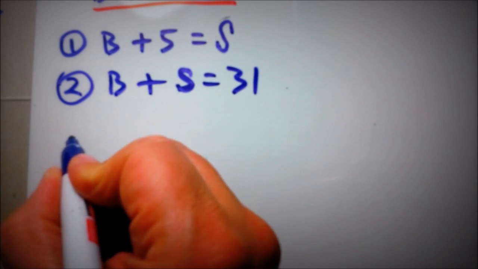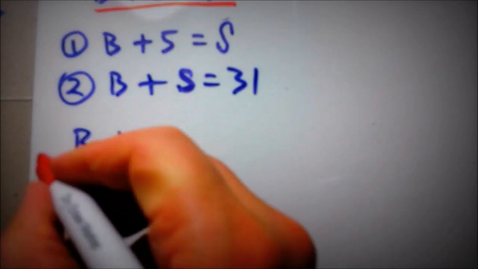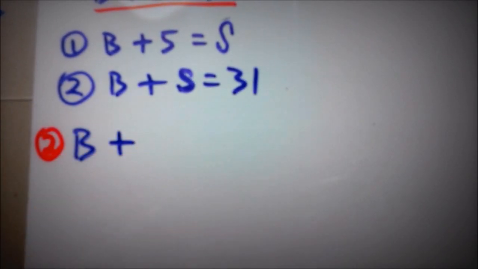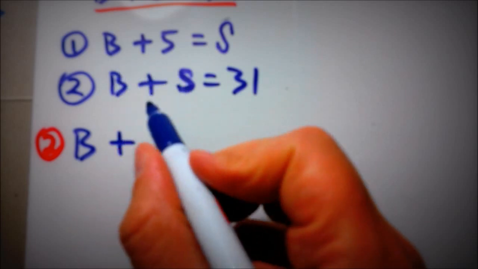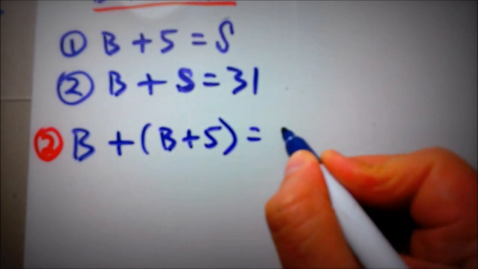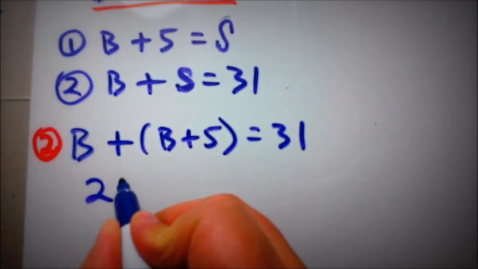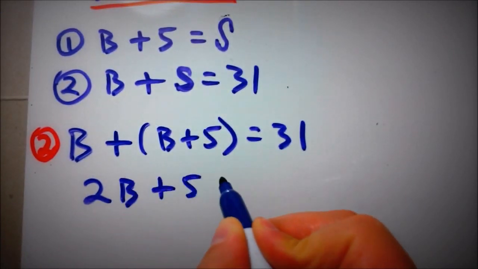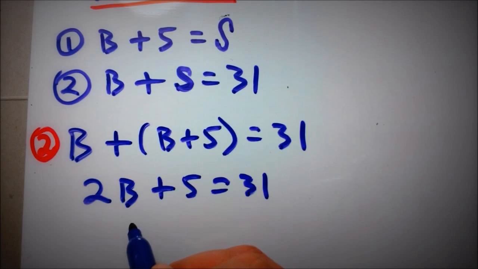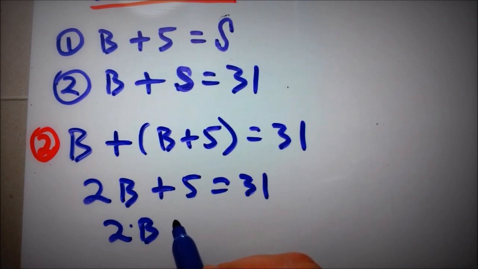So we end up with Brett plus, by the way, this is our equation 2. So B plus, now Stephanie is equal to B plus 5. So we would put here B plus B plus 5 equals 31. So now let's start collecting like terms. So B plus B becomes 2B plus 5 equals 31. When you move the 5 to the other side of the equal sign, plus 5 becomes minus 5. So 31 minus 5 gives us 26.